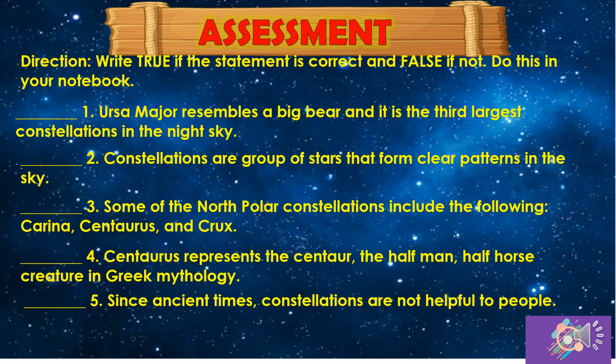Number 3, some of the North Polar constellations include the following: Carina, Centaurus, and Crux. Number 4, Centaurus represent the centaur, the half-man, half-horse creature in Greek mythology. And number 5, since ancient times, constellations are not helpful to people.